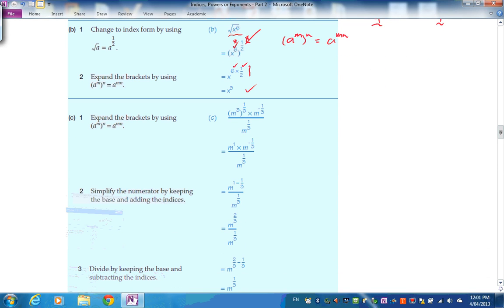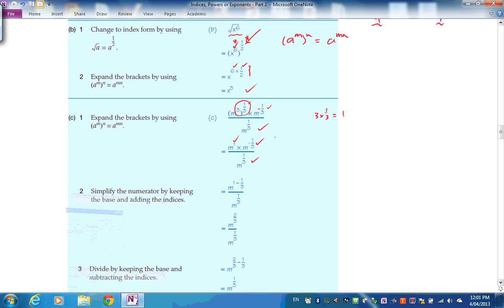Okay, coming down to C, what we've got is m cubed to the third times m to the negative third, over m to the third. So let's do the first one. Power raised to a power, you multiply the powers together. 3 times a third is 1. 3/3 are 1. So that's that result. And then we'll keep the bottom the same, and go to the next stage.